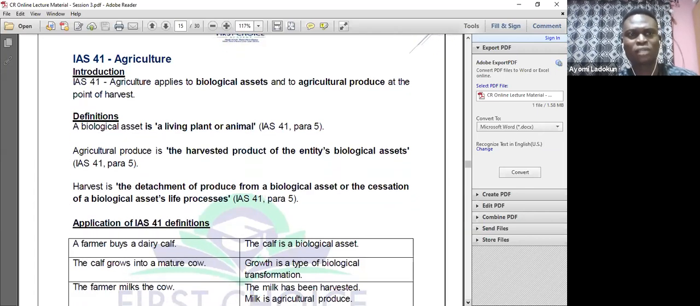So today we shall be looking at two standards if time will permit us. If we have enough time, we'll go to a third standard, but let's see whether we can cover two standards in the next couple of minutes.